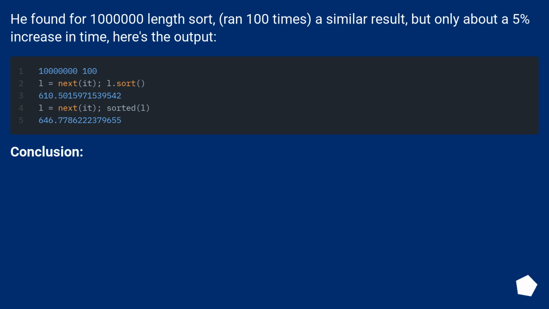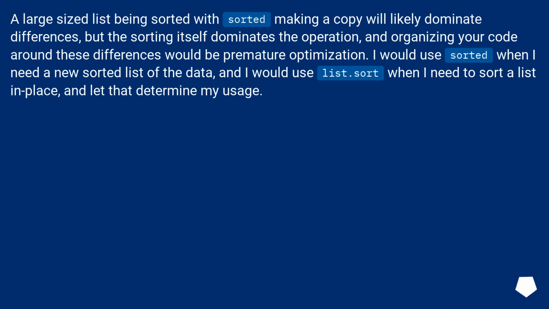Conclusion. A large-sized list being sorted with sorted() making a copy will likely dominate differences, but the sorting itself dominates the operation, and organizing your code around these differences would be premature optimization. I would use sorted() when I need a new sorted list of the data, and I would use list.sort() when I need to sort a list in place, and let that determine my usage.